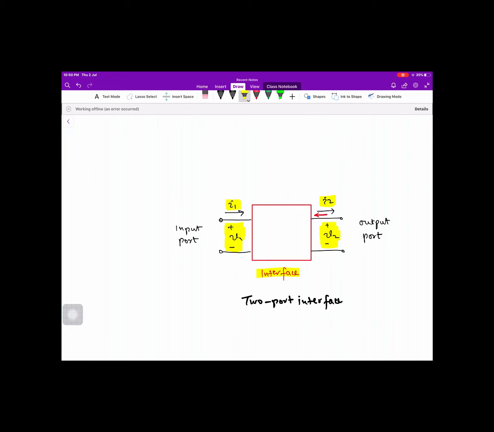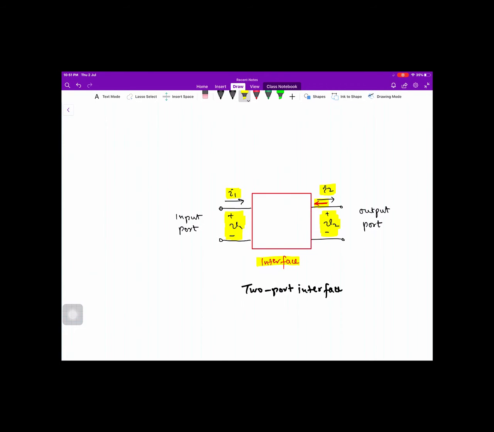In some texts, you will also see this direction, the red one, for the output current. So, whatever current direction or voltage polarity we use will be just a reference. In our design and analysis, we will only be using these references.